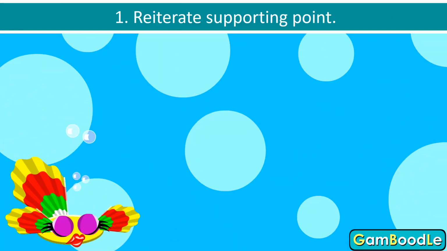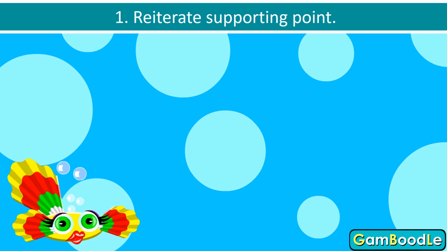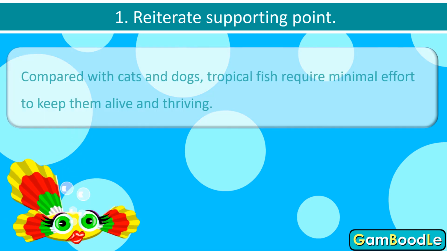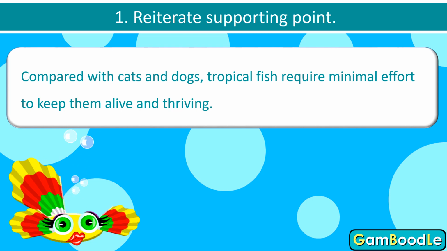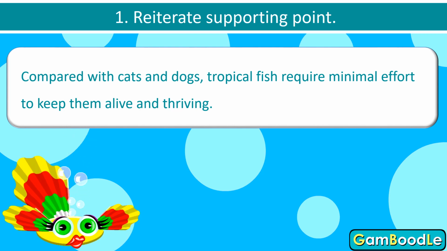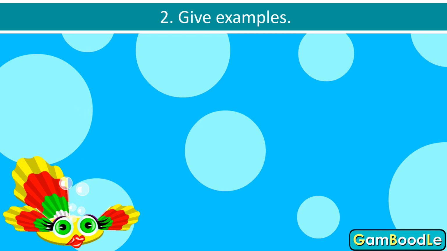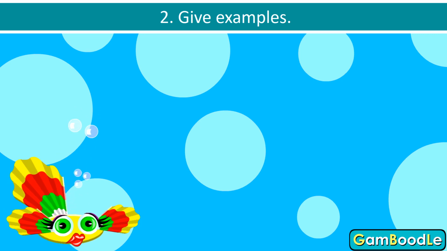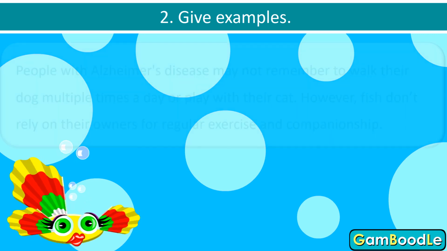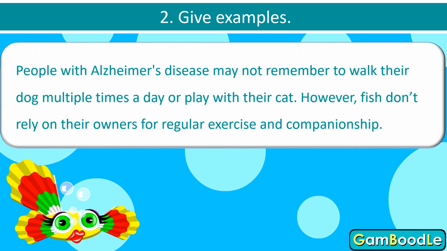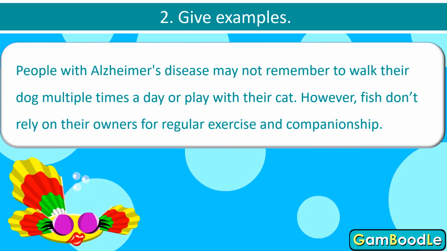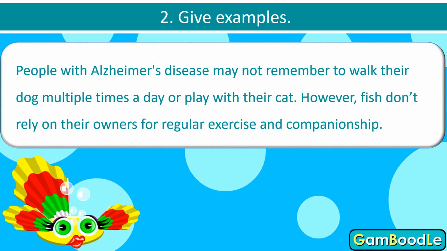Now, how do we develop a supporting point paragraph? The first sentence is easy. You simply reiterate your first point in a complete sentence. For example, compared with cats and dogs, tropical fish require minimal effort to keep them alive and thriving. You can follow this up with 1 or 2 directly related examples that illustrate or reinforce your supporting point. For example, people with Alzheimer's disease may not remember to walk their dog multiple times a day or play with their cat. However, fish don't rely on their owners for regular exercise and companionship.